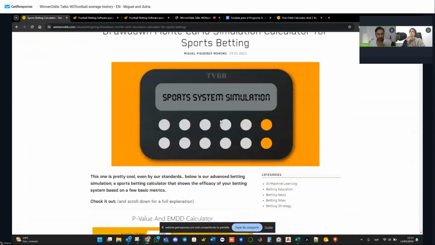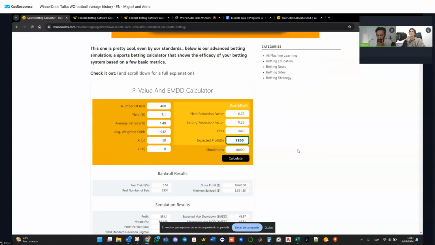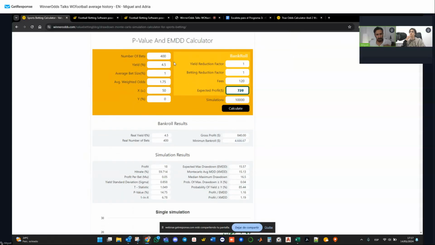with the calculator, that is, okay, in 1 month, a user can place 400 bets. For example, for tennis, an average yield of 4.5, bet size 1, average weighted odds 175. And then I will set this at 1, because we are not calculating now the minimum bankroll. But what is the probability of ending 1 month without winning anything? It is still 100 minus 85. It is still 15%.